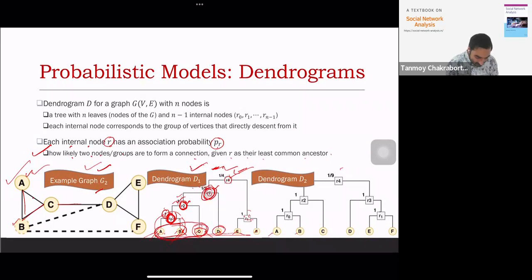So what are the pairs? The pairs are AD, BD, and CD, right? And now let's look at the original graph. So AD is not connected, so this pair has not been materialized. BD is also not connected, because this broken line is basically indicating whether it will be connected or not in the future. So these edges are not there. BD is also not connected, but CD is connected.